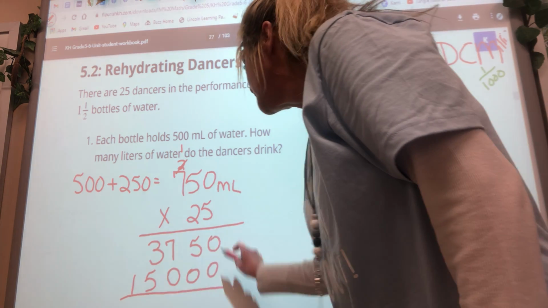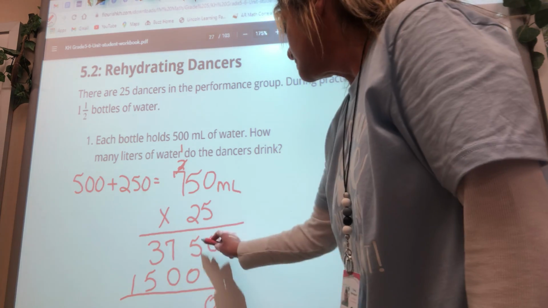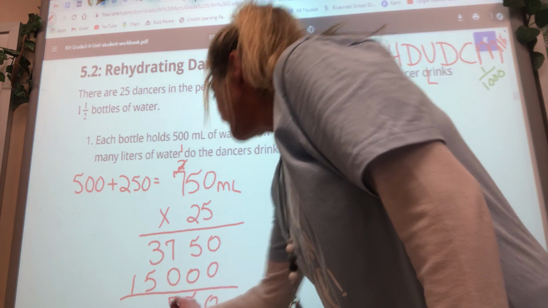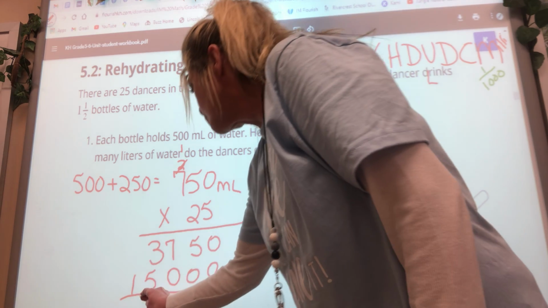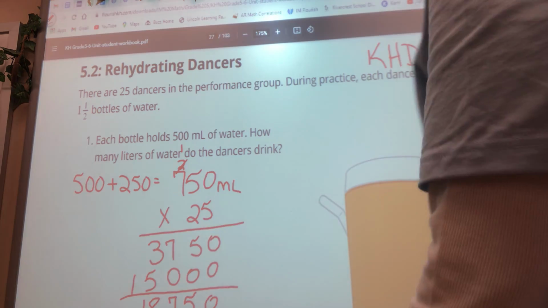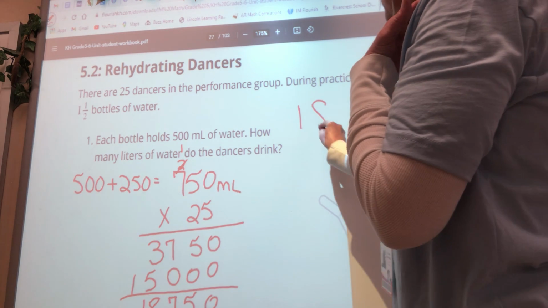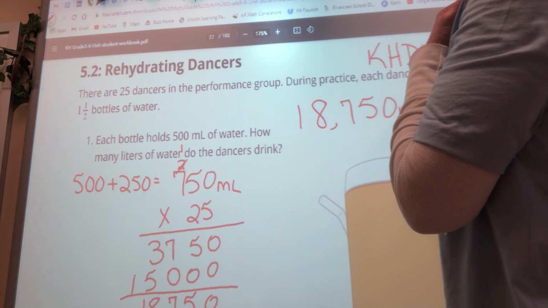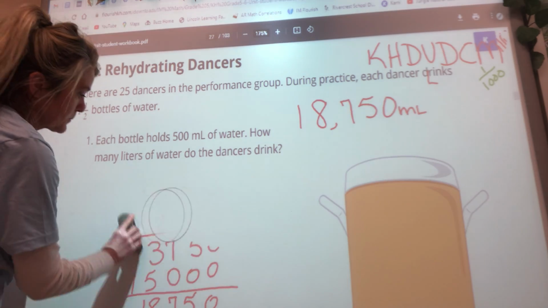And make sure you keep your place values. 0 plus 0 is 0. 0 plus 5 is 5. 7 plus 0 is 7. 3 plus 5 is 8. And nothing plus 1 is 1. So all together, they drink 18,750 milliliters. That sounds like a lot of water, doesn't it?